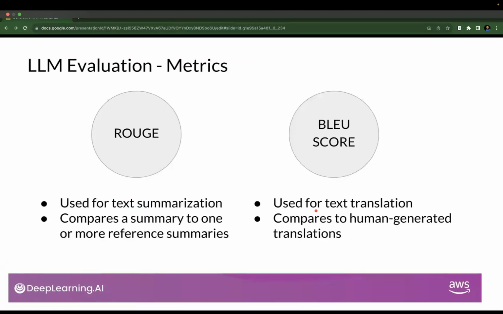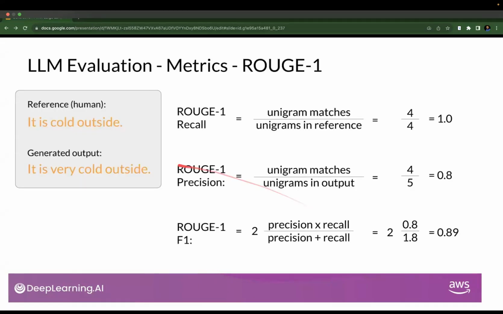One score is ROUGE and the other is BLEU. ROUGE score is used whenever you have tasks like text summarization, and BLEU score is used for tasks like text translation. What happens in ROUGE is first you have a reference text, which is the expected text generated by a human during supervised training, and then there is the output generated by the model, which could be something like: it is very cold outside, while the human reference is: it is cold outside.